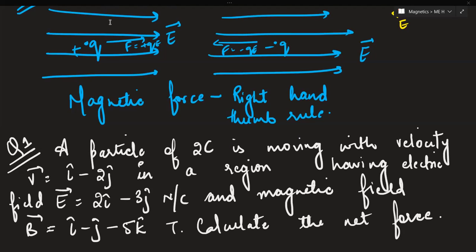Try this numerical. Value of velocity is given, charge is given as 2 coulomb, electric field is given, magnetic field is given. And V cross B now you have to do in Cartesian form. Angle is not given, so VB sine theta will not be valid. It will be V cross B. So you have to form the determinant and then solve, the way we solve the cross product of two vectors in Cartesian form.